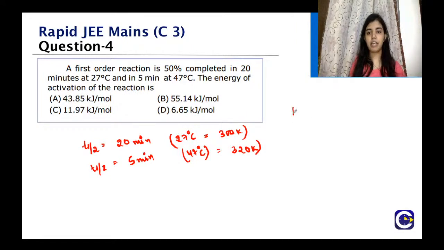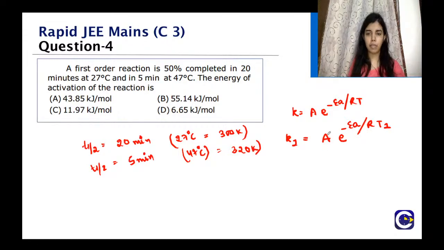So we have studied the Arrhenius theory, that is K equals A e raised to the power minus EA by RT, where EA is the activation energy and K is the rate constant of the reaction, right? So we can write it as K1 equals A e raised to the power minus EA divided by RT1, because A will be the same if you increase the temperature, and activation energy will also be the same if you increase the temperature.